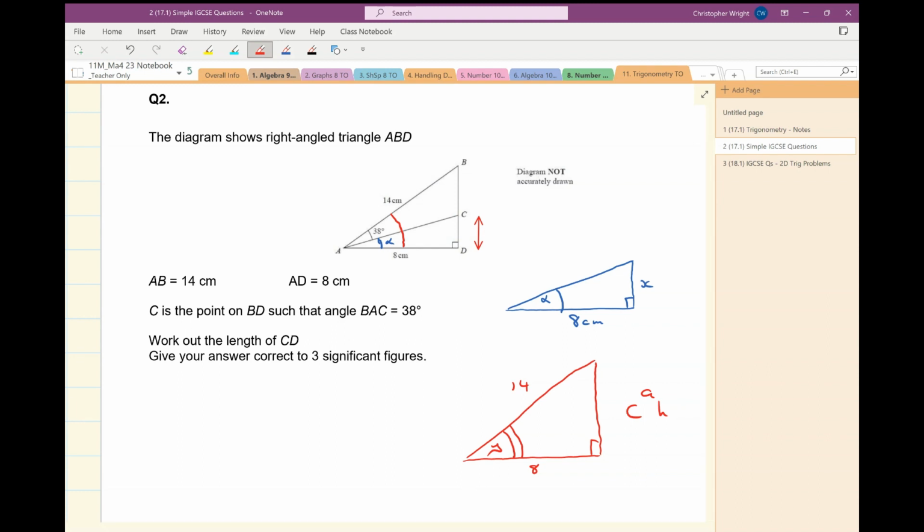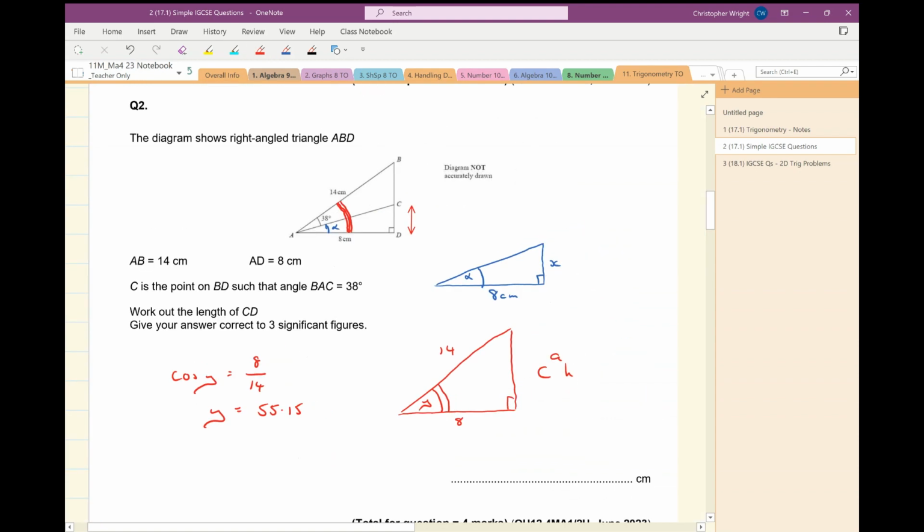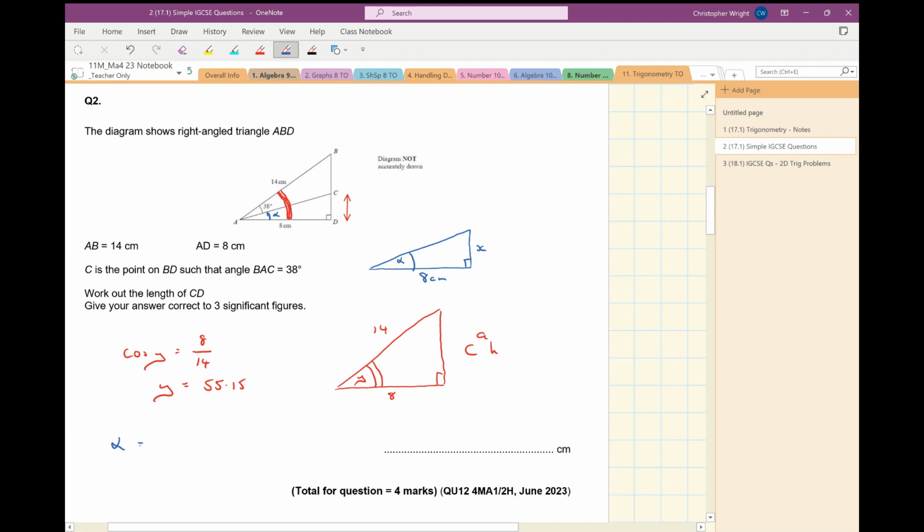So let's use this large red triangle to find y. So cos of y is going to be the adjacent over the hypotenuse. So on my calculator, I'm going to do 8 divided by 14 equals, and then press shift cos. And that tells me that a large angle is 55.15. So that's this large angle here. So that means that I can find alpha now. That smaller angle is going to be 55.15 minus 38. So the smaller angle is, what is that, 17.15.